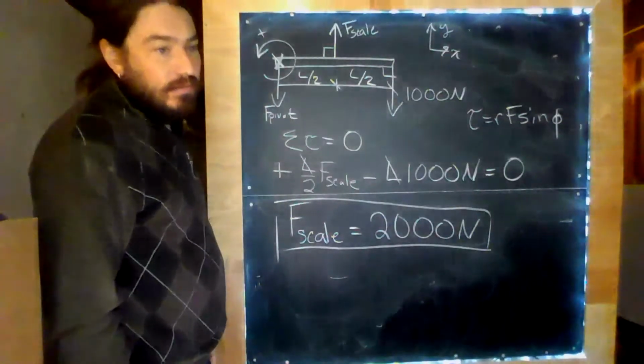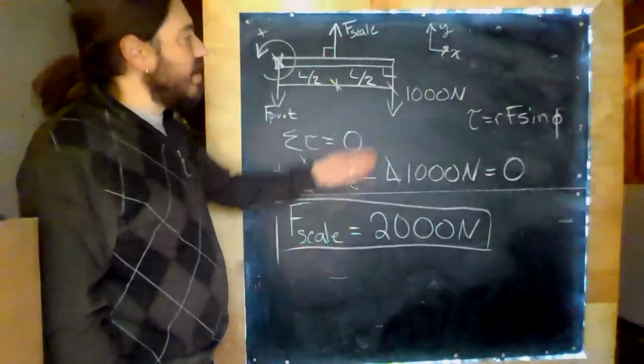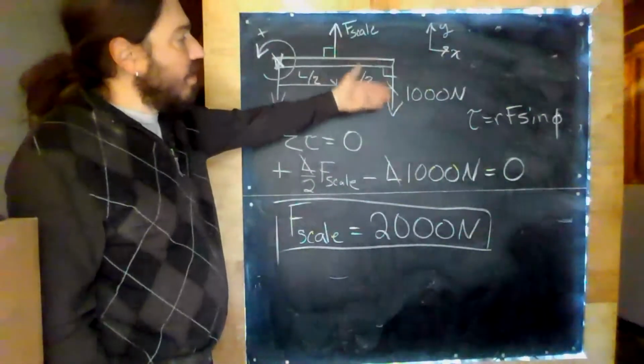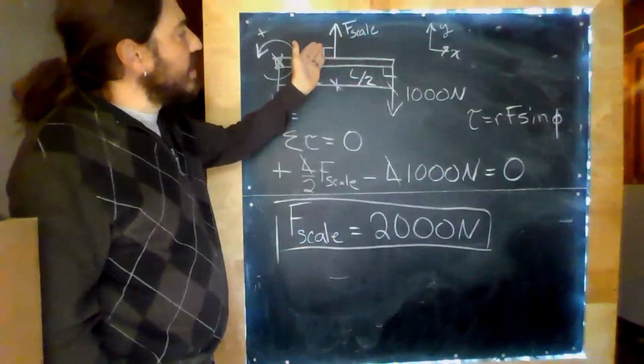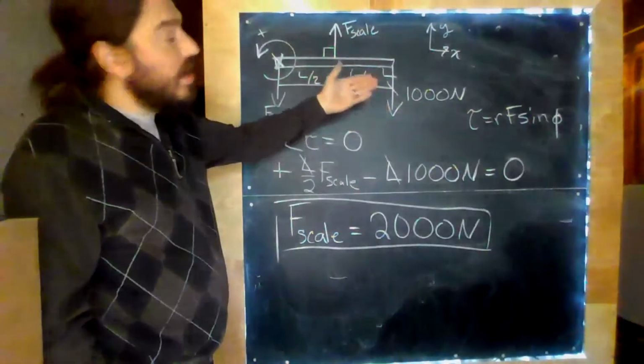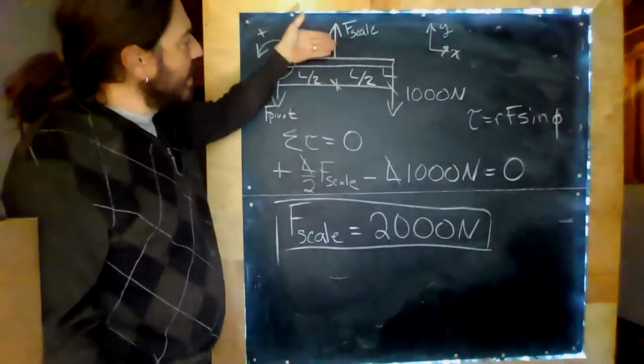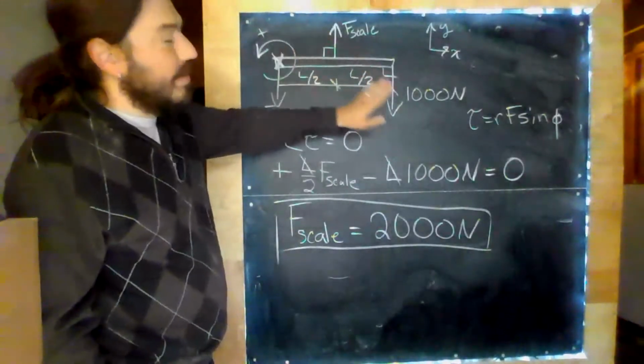Does that make sense? Well, it does actually. The 1,000 newtons out here at the end, in order for this force to create the same torque as this, it's got twice the lever arm. This one must have twice the force, right? Twice the force with half the lever arm gives the same torque, right?